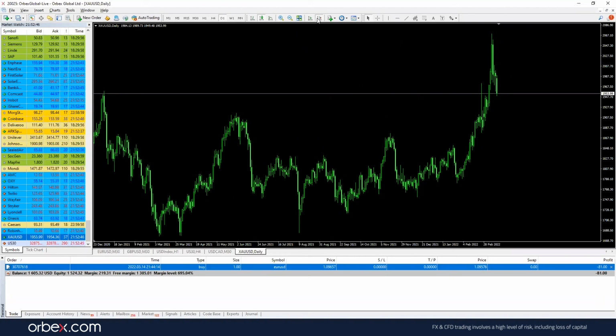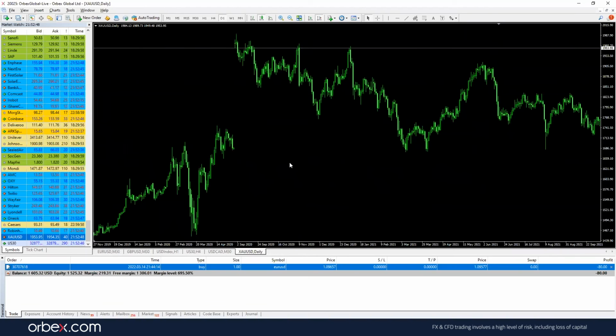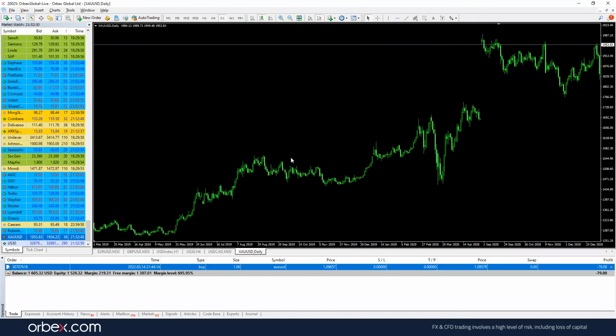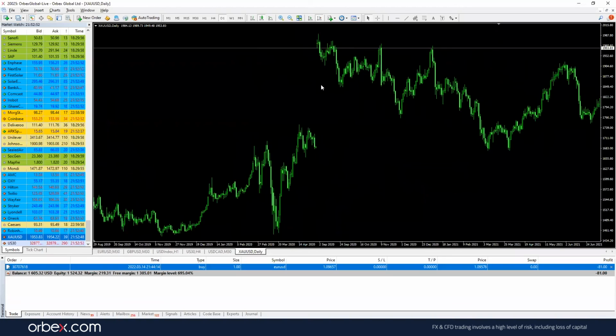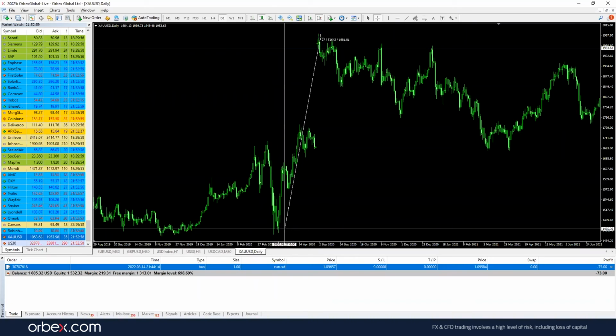If we go to the height of the pandemic as well, as you can see here, when the pandemic started in March 2020, look at the vast ascension we saw, and this is because traders were flocking to gold because of big political events, and big events in the world do drive gold. So this is something to look out for.